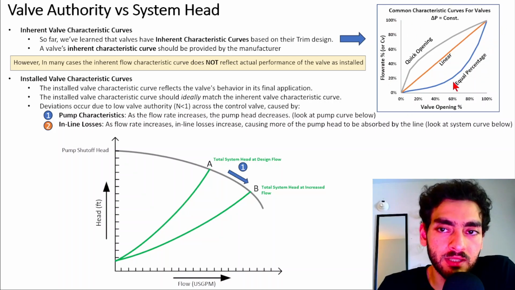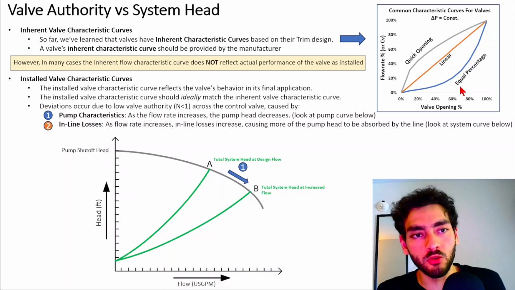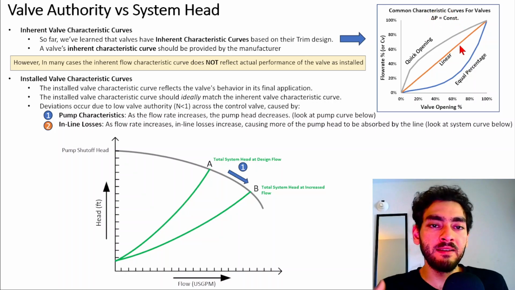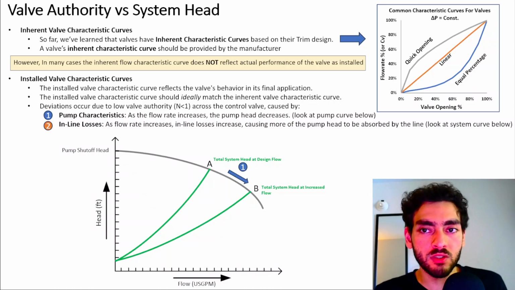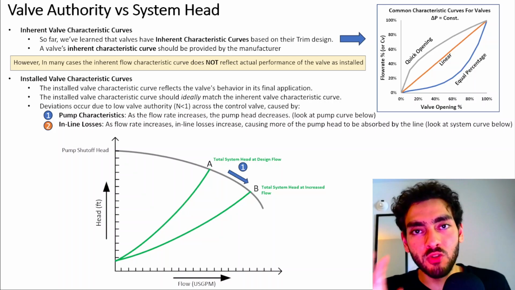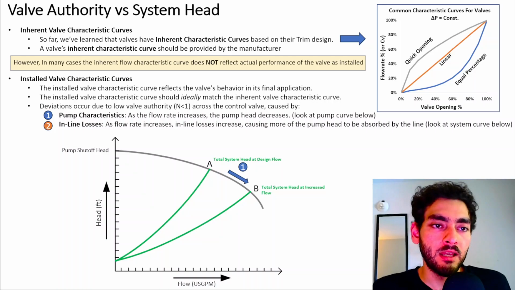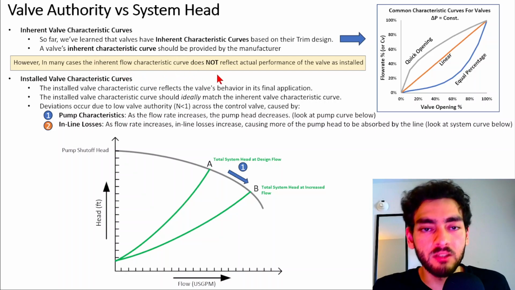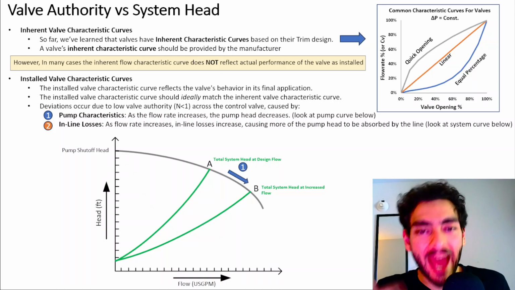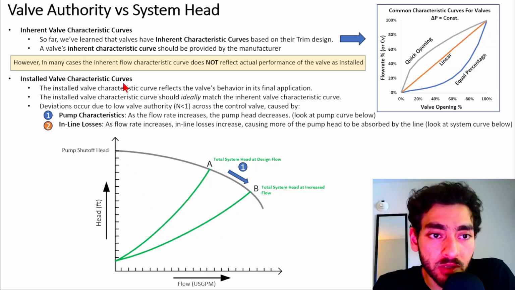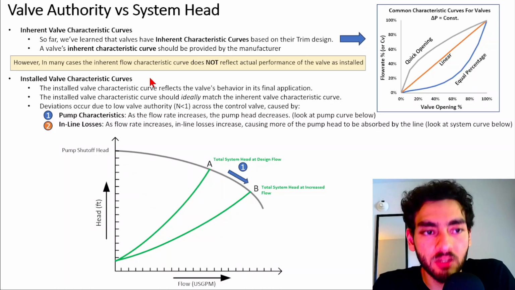And it's important to note that this chart is provided to you by the manufacturer at a constant pressure drop. And so the system that they use to create this chart is most likely different than the system that you are installing the valve in. And that is why in many cases, the inherent flow characteristic curve does not actually reflect the actual performance of the valve as installed in your process. So let's talk about the installed valve characteristic curve, because that is what's more relevant to you.